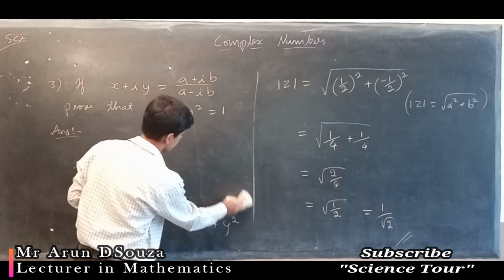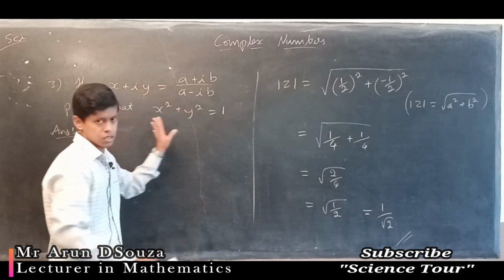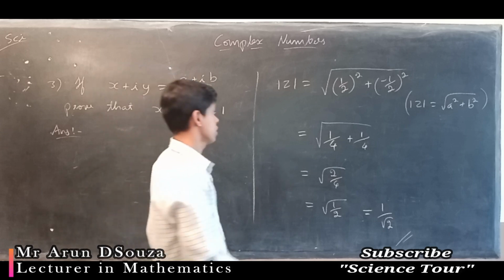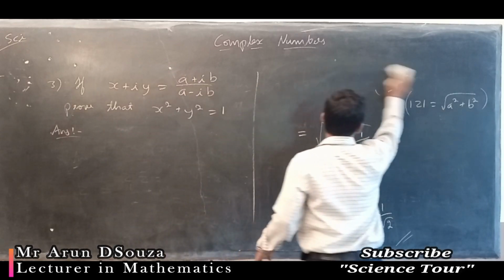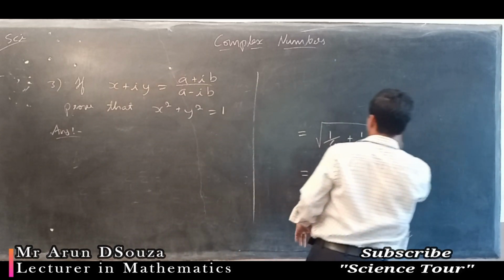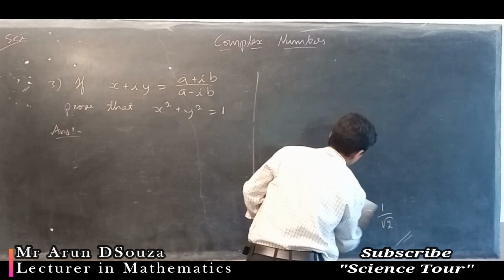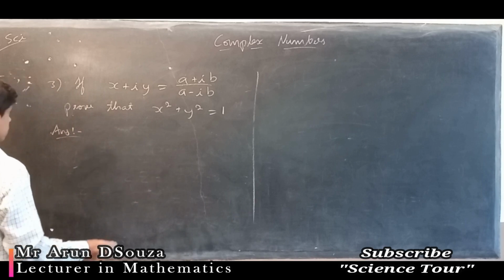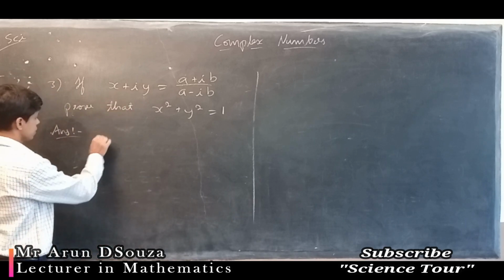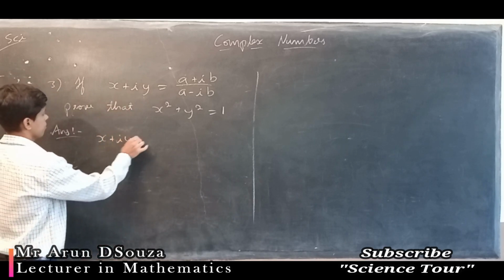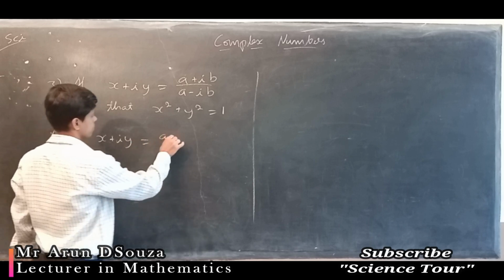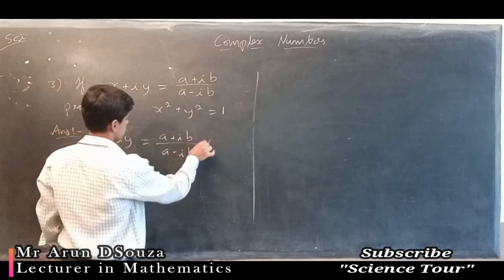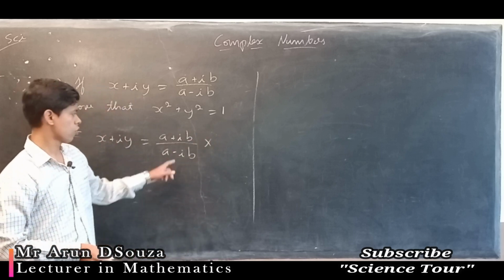Well, if you did not understand this explanation, please listen carefully when I solve it. You will understand definitely. Follow this very carefully. This is x plus iy, and that is a plus ib divided by a minus ib. So multiply and divide by the conjugate of the denominator.